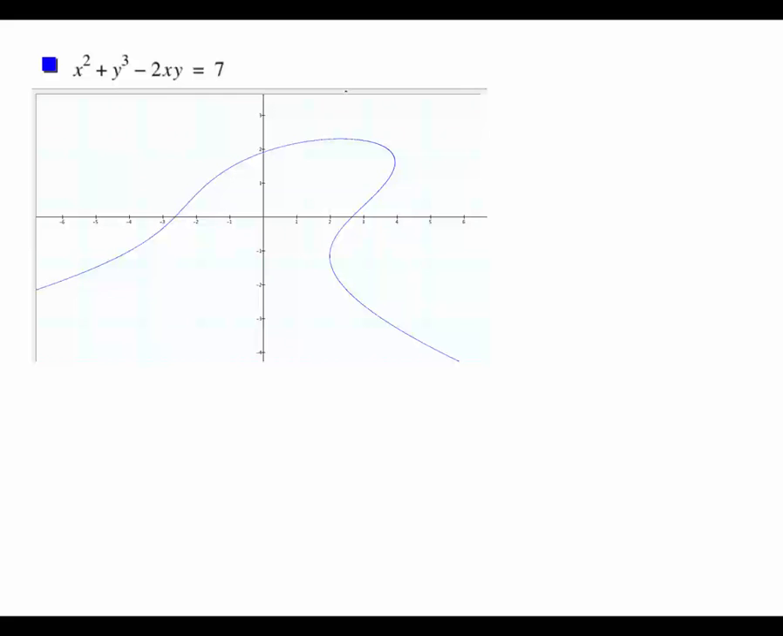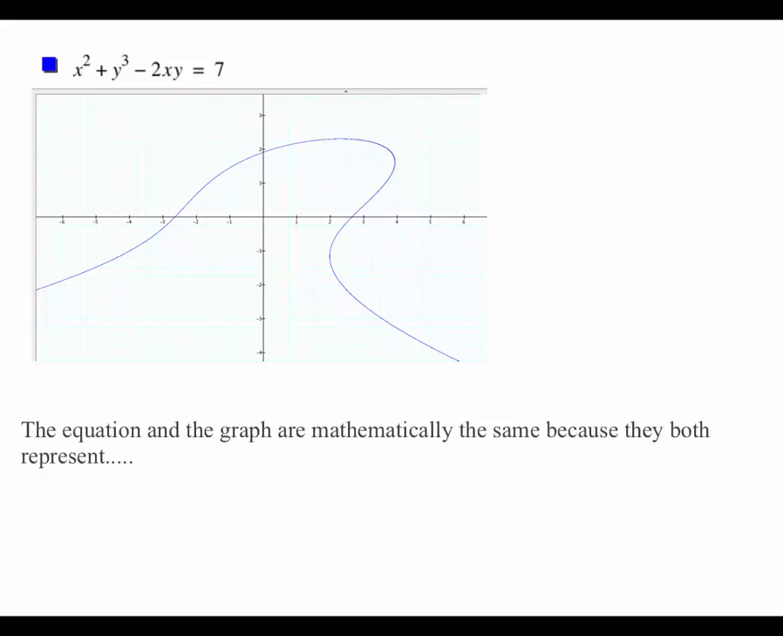Okay, so last time we looked at this equation and we saw that it resulted in this graph. So the equation up there and the graph are mathematically the same because they both represent something. What is it? Talk to the person next to you. Why are those mathematically the same?